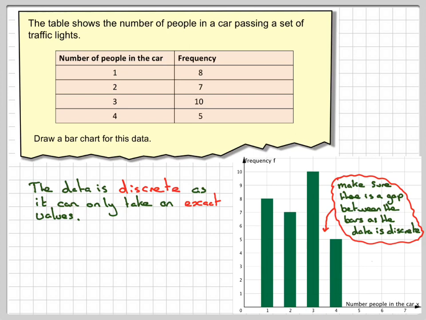Okay, this has been a very short video to show you how to draw a bar chart. Incidentally, this bar chart was drawn using GeoGebra. I hope you understood, and I thank you very much for watching.